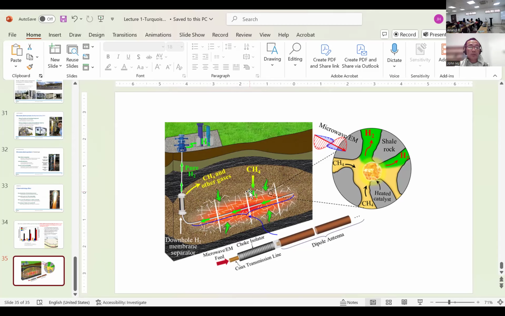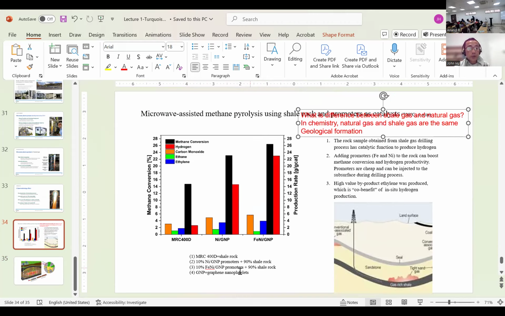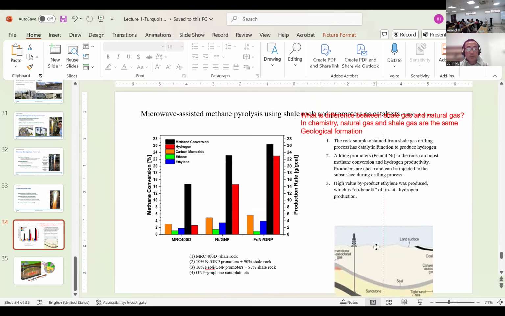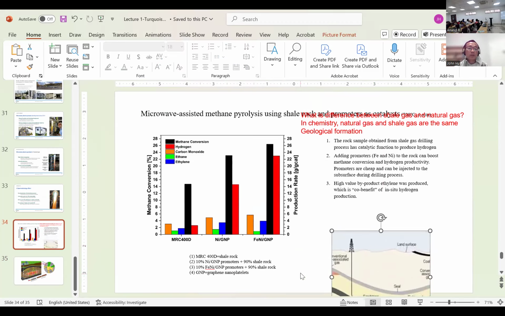So we did a simulation. We took the rock from the drilling and brought it to our laboratory and did testing. They are active. So this is the condition. Those are the shale rock, and we take them to the lab. We simulate underground conditions, but we use a microwave to drive the reaction. You can tell each rock has a basic activity.